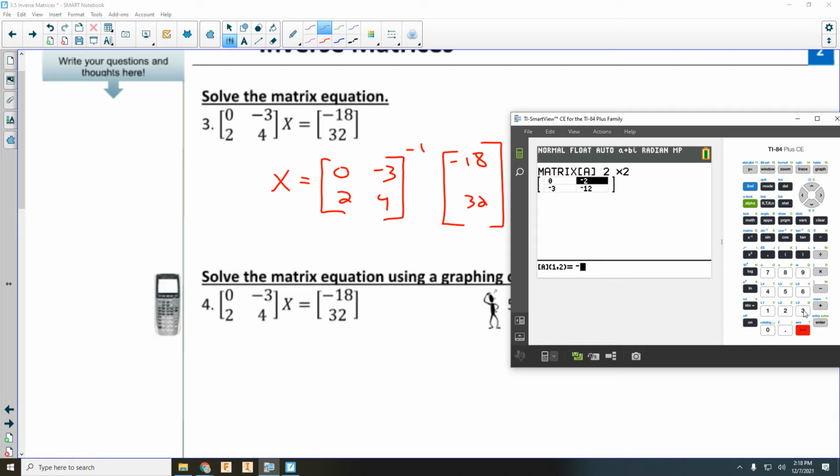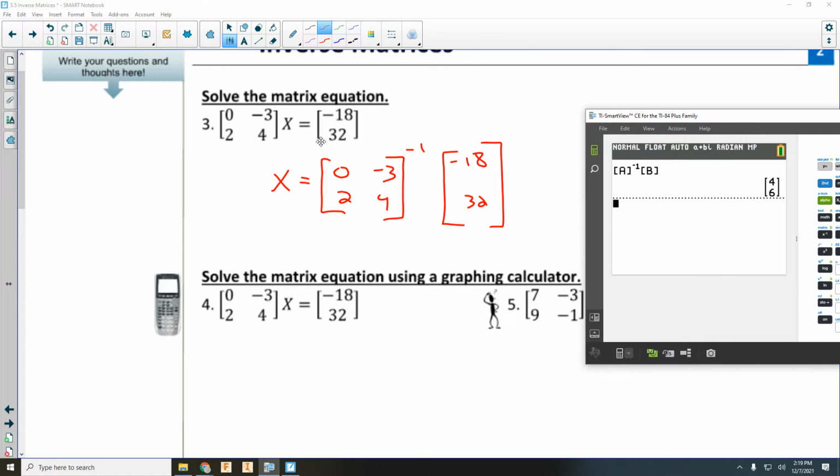Okay, so then we got 0, -3, 2, 4. So there's my matrix A. And I'm going to go back to my matrix menu and edit B. B will be 2 by 1 now, because B is -18, 32. And we got A to the -1 times B. Is it 4 and 6? Yep, 4, 6 is the answer.